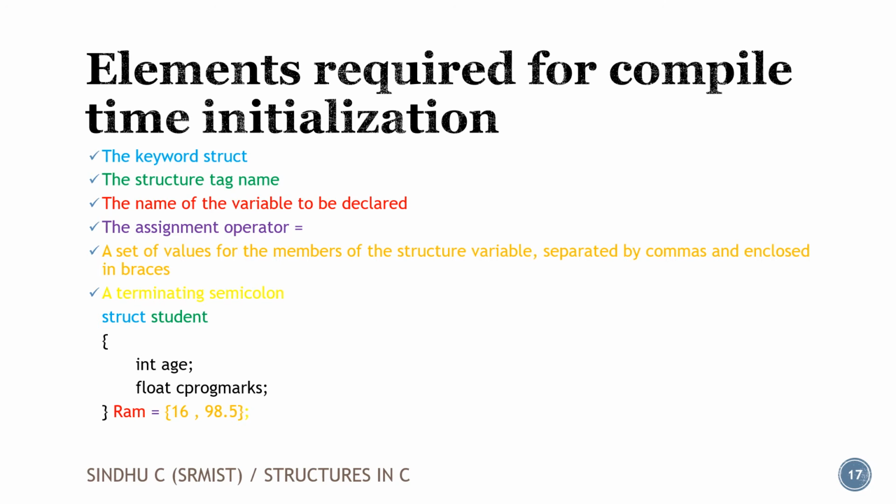Then you have the variable Ram, and then you are giving the two values corresponding to those structure members. So age is 16 and C program marks. The last component is the terminating semicolon. So this is a simple example. These are the 6 essential components required for compile time initialization.